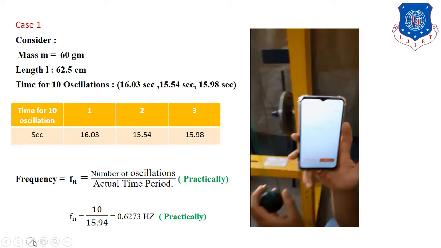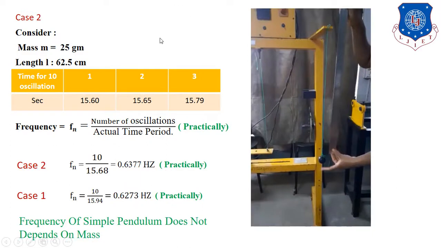So frequency Fn is equal to 0.6273 Hertz practically. Now we have to consider case 2. In case 2, we have to change the mass, M is equal to 25 grams. In the first case the mass M is 60 grams, and in case 2 the mass is 25 grams. And the length of the string we consider as the same, that is 62.5 centimeters.